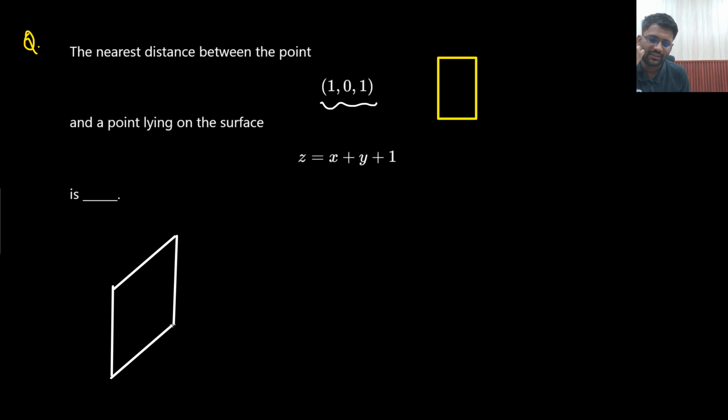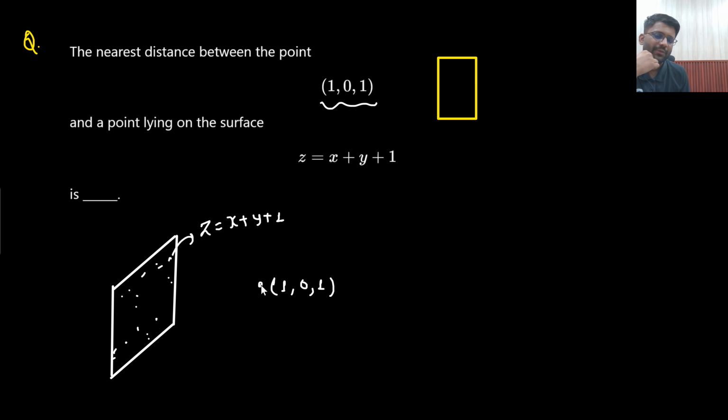There will be one surface. What is the equation of this surface? This surface has the equation z equals x plus y plus 1. And there is one point, which is (1, 0, 1).